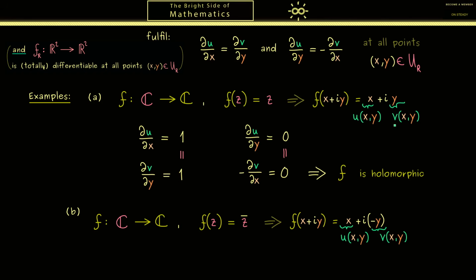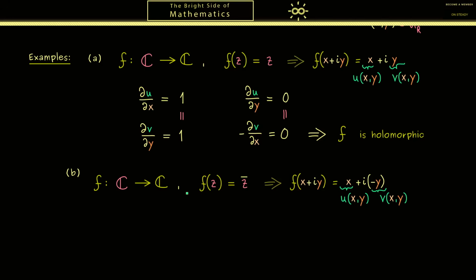So you see, it's different from before, and it will change the first Cauchy-Riemann equation. Of course, here the du/dx is still 1, but dv/dy is now minus 1. Therefore, we can conclude this is not the same. Indeed, no matter which point we put in. In conclusion, we get the result we've expected, namely f is not holomorphic. Here you see, showing this was very simple by just using the Cauchy-Riemann equations.